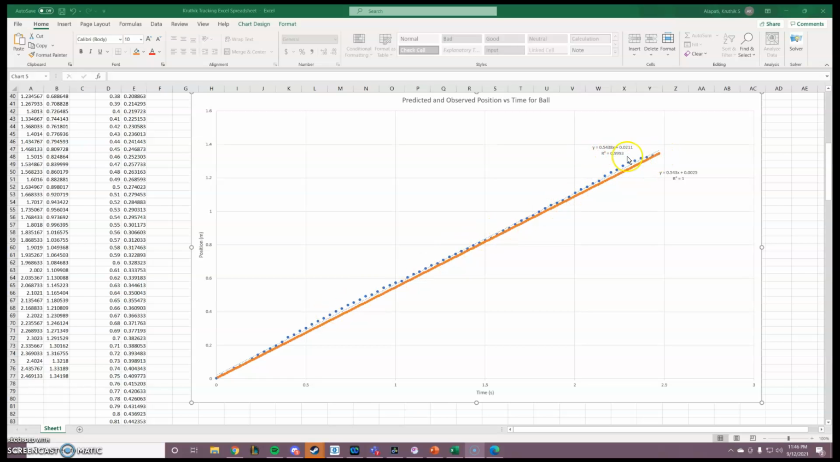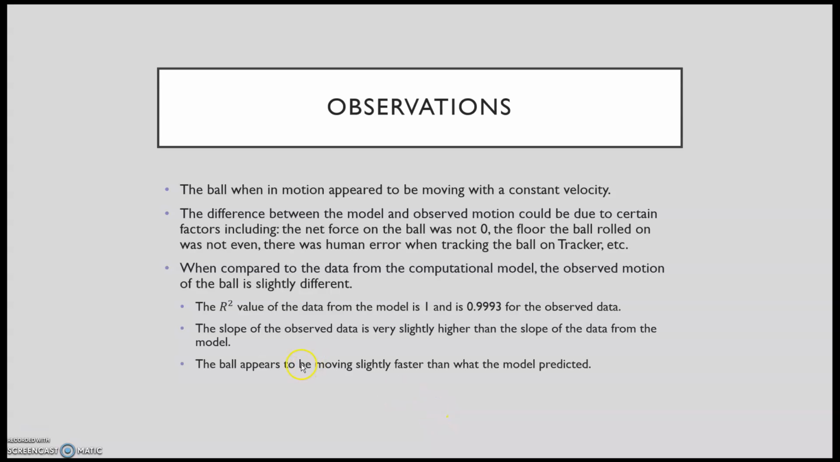As you can see, the slopes are not very different, and neither are the r-squared values, but there are small differences between the two lines. So what were my observations? Well, when I was observing the ball in real life, the ball appeared to be moving with a constant velocity. So the difference between the model and the observed motion could be due to certain factors, including that the net force on the ball was not zero, even though it appeared to be moving with a constant velocity, the floor the ball rolled on was not even, or there was human error when tracking the ball on tracker.